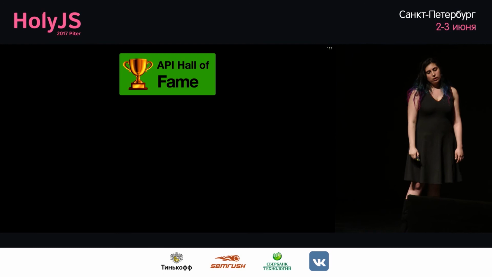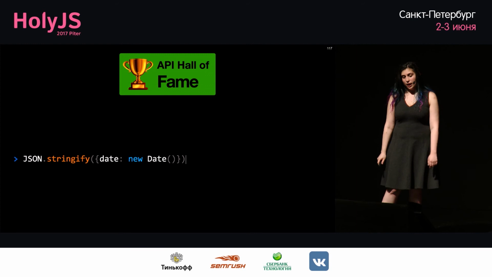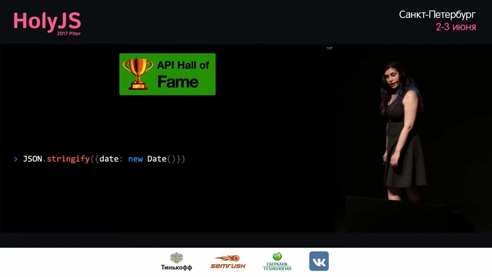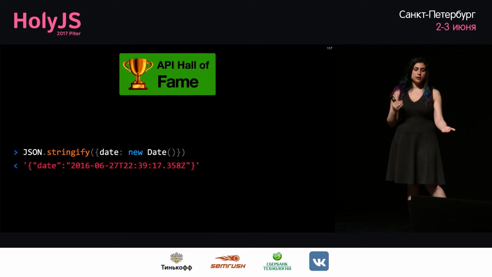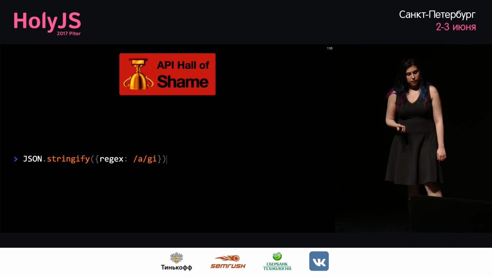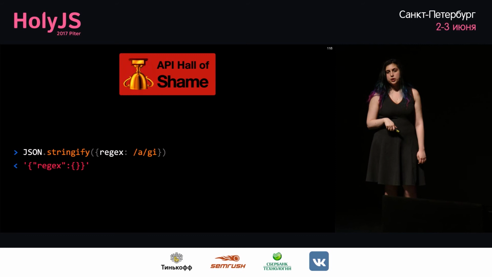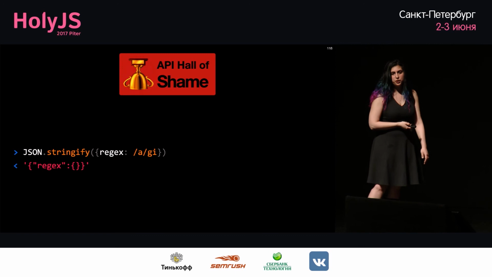A Hall of Fame example is dates in this case. If you try to stringify an object that contains a date, even though JSON doesn't support dates per se, dates have a toJSON method, so it returns a representation of the date that you can use to recreate the date object that this was made from. On the other hand, if you try to convert a regex to JSON, you just get an empty object, which is the default behavior for any object. And as you can tell, it's pretty useless.